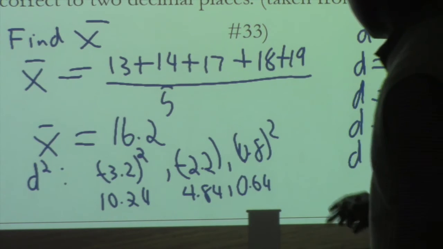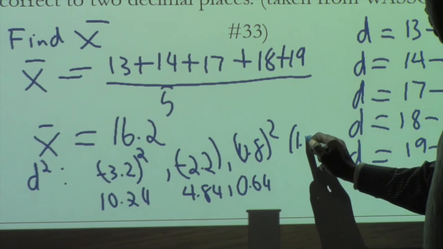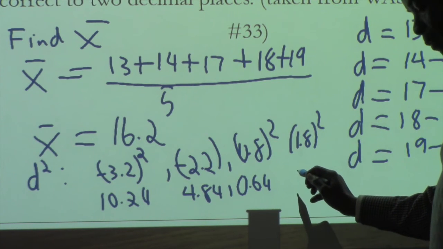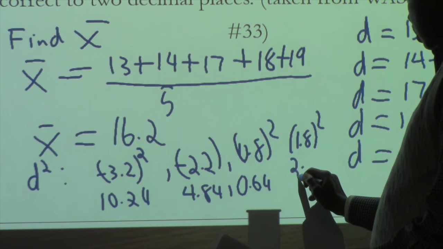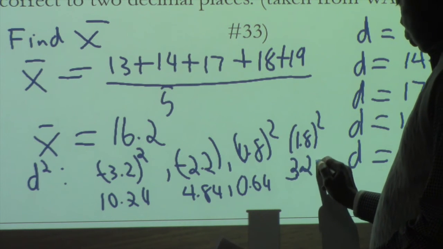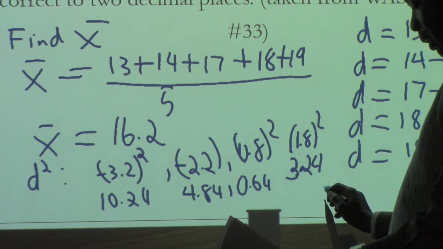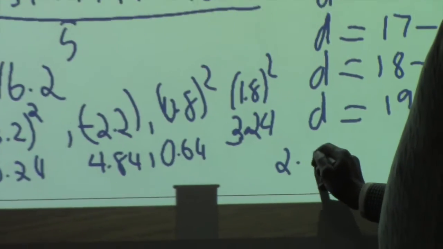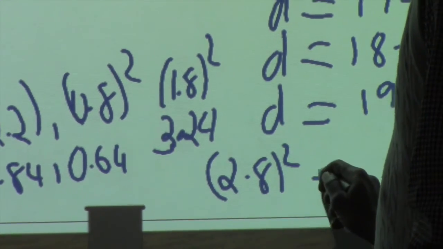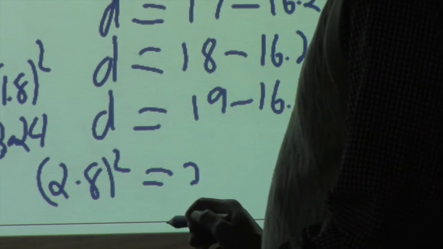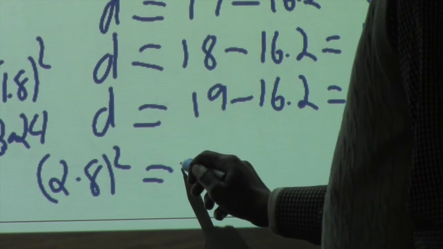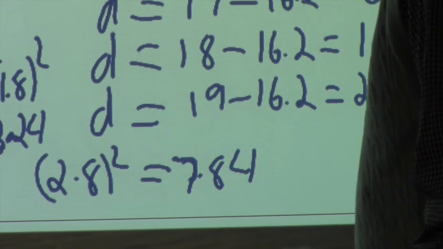So the next one is going to be 1.8 squared, and that will give me 3.24. And the next one is 2.8 squared, and that will give me 7.84. So I will add up all of these D squares.